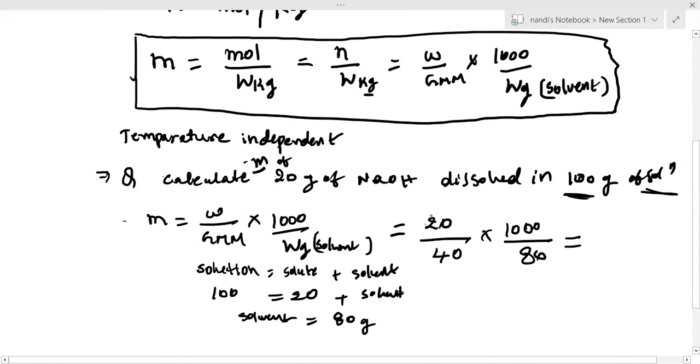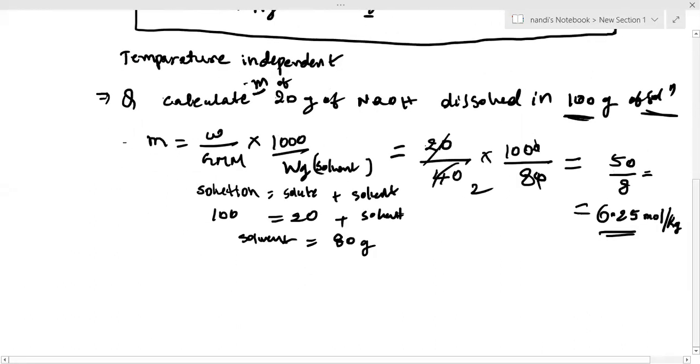You try it here, 2 times. We can get here again 50 by 8. How much is 50 by 8? 6.25, correct? 6.25 mole per kg. So this is the unit of molality.